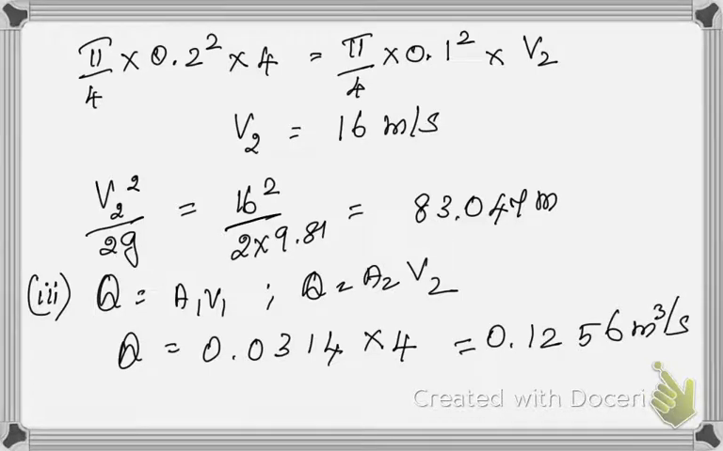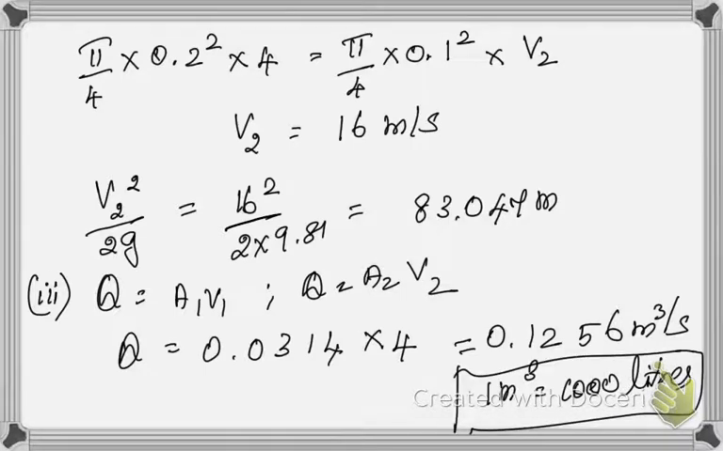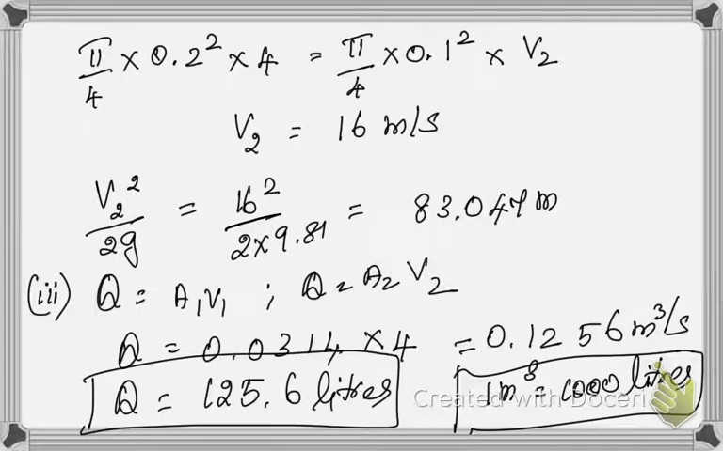Supposing we have to write it in liters, then 1 meter cube is equal to 1000 liters. Keep that in mind. So if you take this, then my Q will be equal to 125.6 liters. So this will be the answer for the first problem.